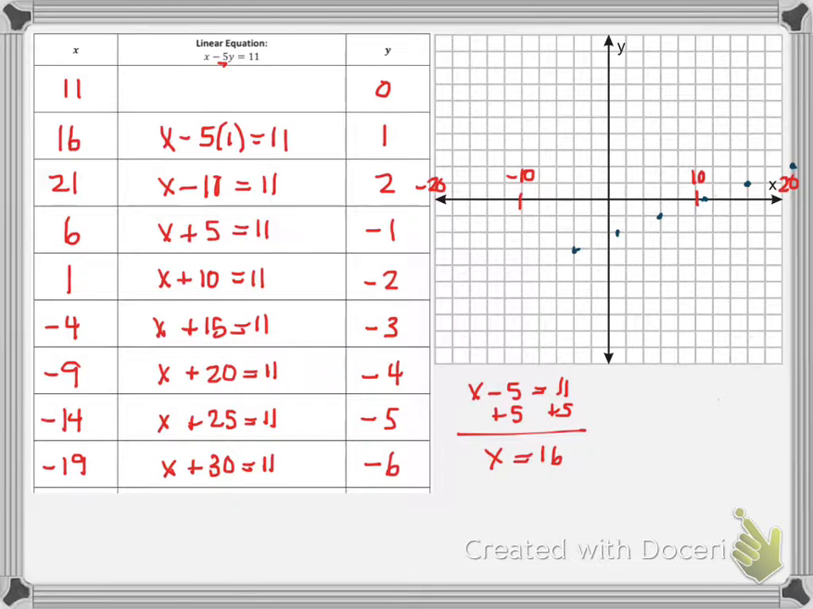Left 9 and down 4 is that. Left 14 and down 5 is there. Left 19 and down 6 is that one. All right, so here's our line. That is the line for x minus 5y equals 11.